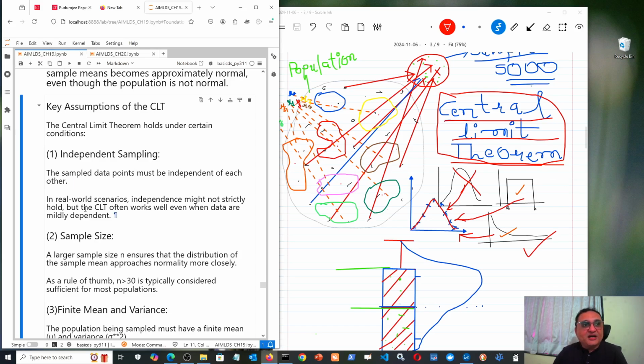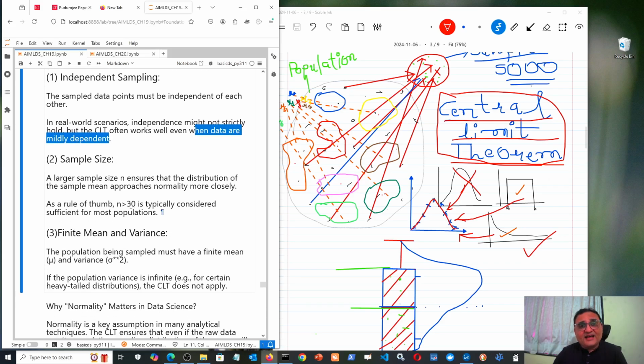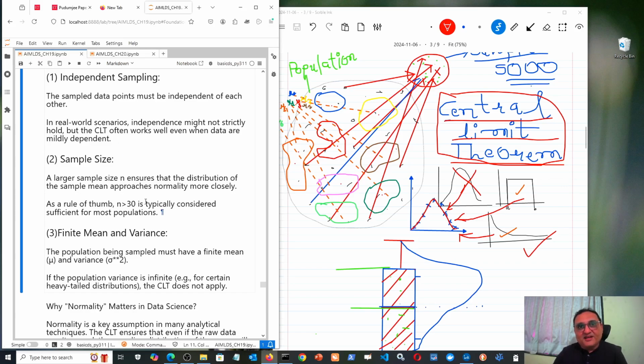If the correlation is mild, that means the independence is not full but only mildly dependent points are there in a sample, you can still use the central limit theorem, because the error it introduces is not that significant compared to not having any tool. It is better to have some tool which gives at least, say, a 98% accurate answer compared to not using the central limit theorem, right?